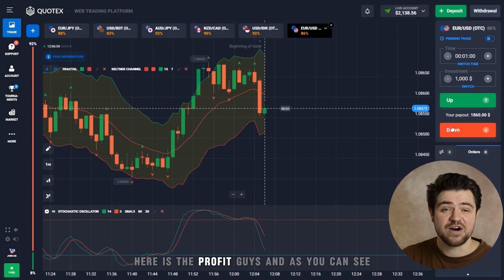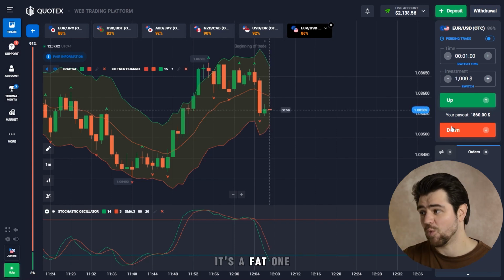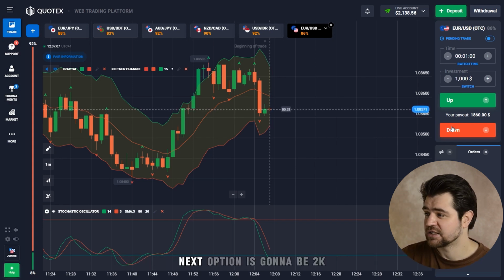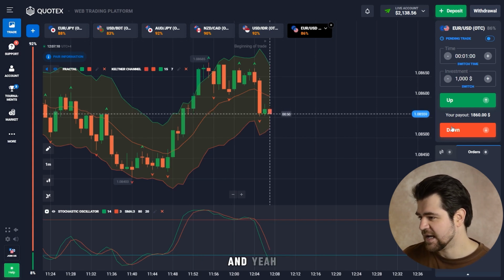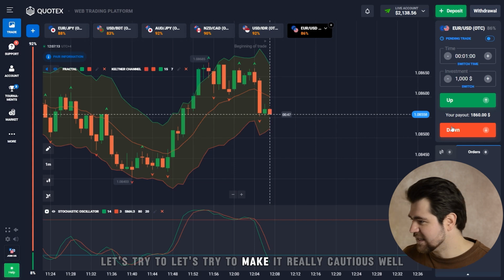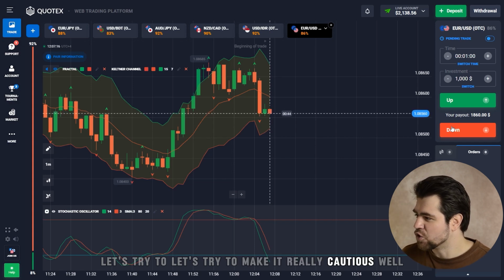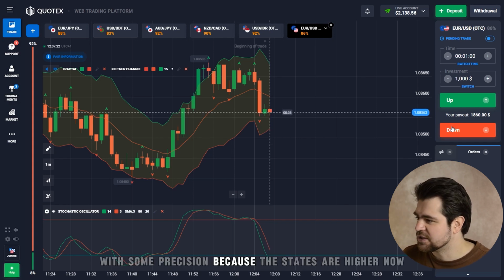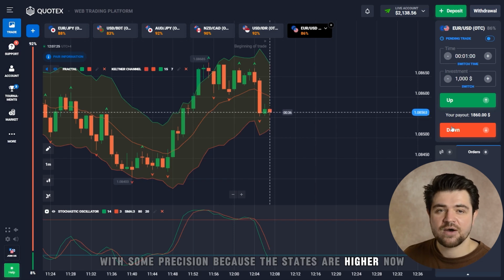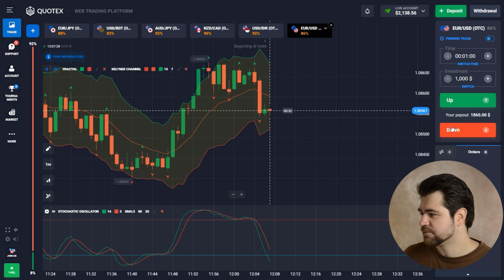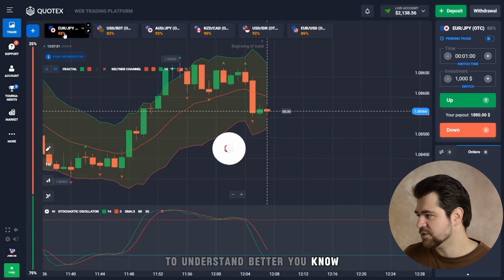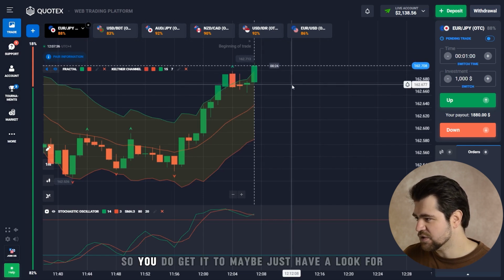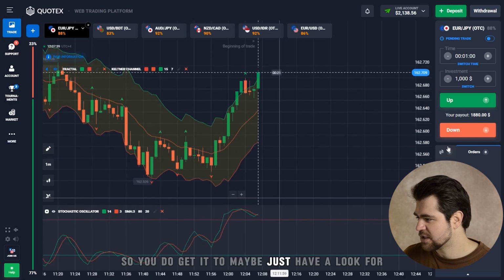Here is the profit, guys, and as you can see, it's a fat one. Now we're in the 2000, and the next option is going to be 2K. And yeah, let's try to make it really cautious. Well, not really cautious, but with some precision, because the stakes are higher now, and to understand better, you know, that there is no 100%. Let's just have a look.